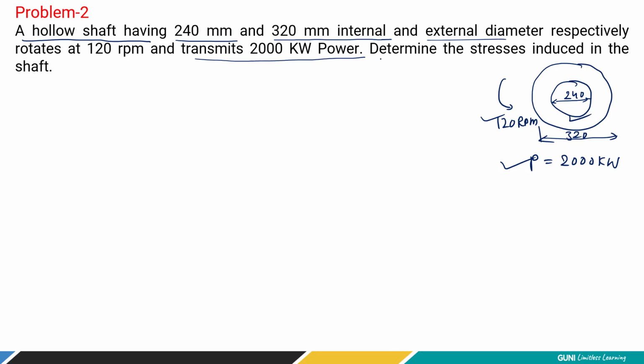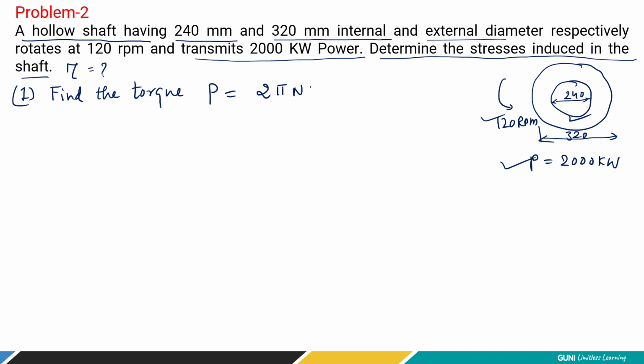So what do we have to find out? Determine the stresses induced in the shaft. So here we have to find out the torsional shear stress, right? Very simple again. The first step is to find the torque. Now torque will come from the equation of power. P is equal to 2 pi NT divided by 60, right? So what is given? It is 2000 kilowatt, so 2000 × 10³ is equal to 2 pi NT, RPM is given 120, and torque, divided by 60. Okay, so students, please try to calculate it.